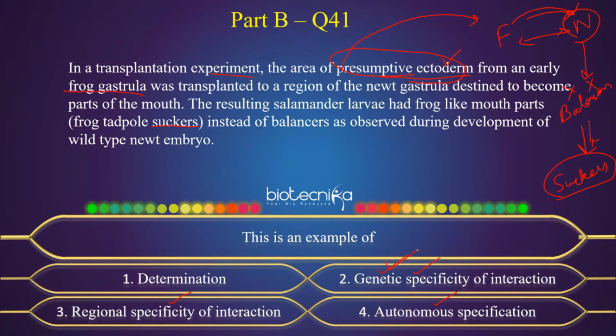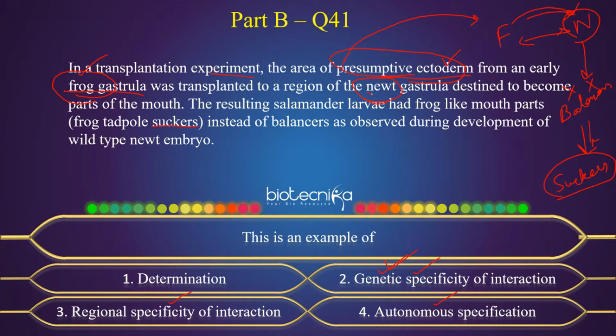Yes, it is genetic specificity. Because simple logic, students, you have transplanted a part of a frog and you have put it into a newt. So, how will the frog cells know what to form in the newt? They have been transplanted in the part where they will form mouth. So, they know they have to form some mouth part according to the signals it is getting from the nearby cells. But what type of mouth will it form? The one that it knows how to form.